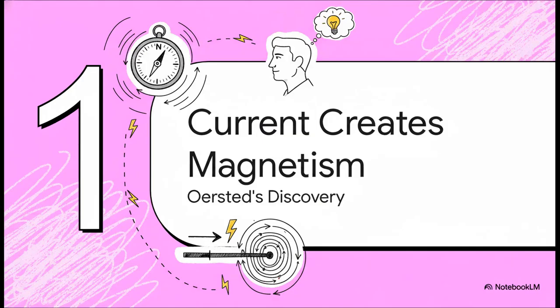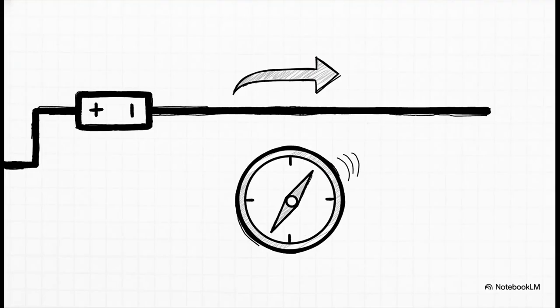All right, so let's begin right at the beginning. Where did this whole idea come from? Well, it all started with one simple but revolutionary discovery, that electricity and magnetism are two sides of the same coin. They're connected, and the scientist who first discovered this link was Hans Christian Ørsted. So what did Ørsted actually see? It was something surprisingly simple.